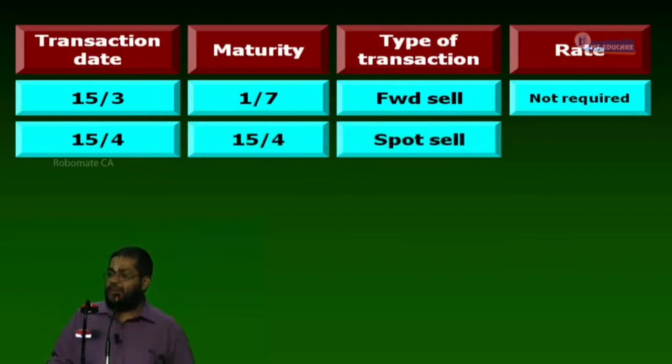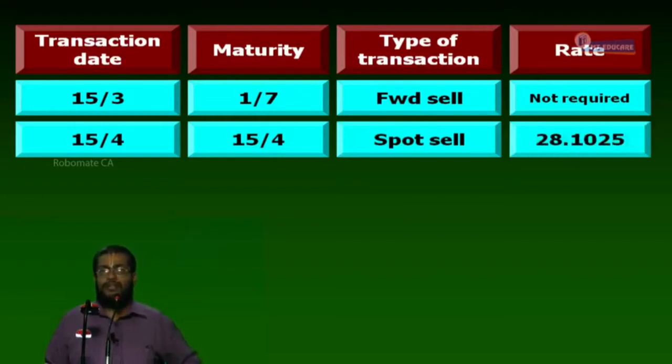That's a table of rates available on 15th April. Tell me, on the date I should sell at bid rate or offer rate? Bid rate. What's the bid rate here? 28.1025. The rate is 28.1025.